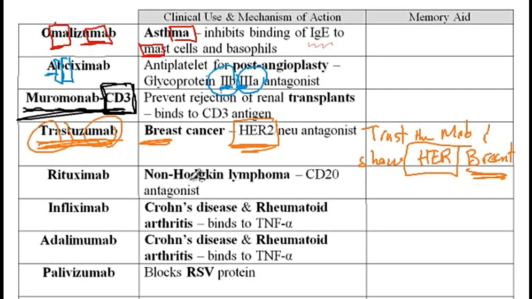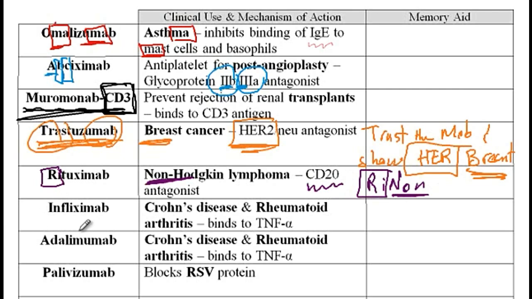Next we have the Rituximab, and the memory aid that I have for you is the name Renon. So Rituximab inhibits the non-Hodgkin lymphoma, so Renon, and then it acts by acting as a CD20 antagonist.